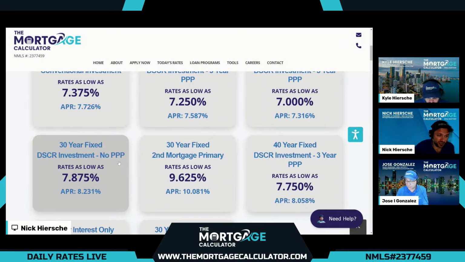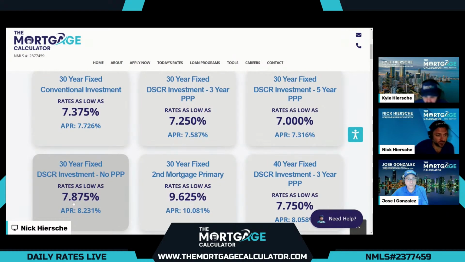And the final DSCR option, there are options for no prepayment penalty, a little bit more expensive here. So 7.875 rate, final APR comes in at 8.231. Notice that's a touch higher than conventional. So usually recommend our customers add a prepayment penalty to take advantage of the better rate options.